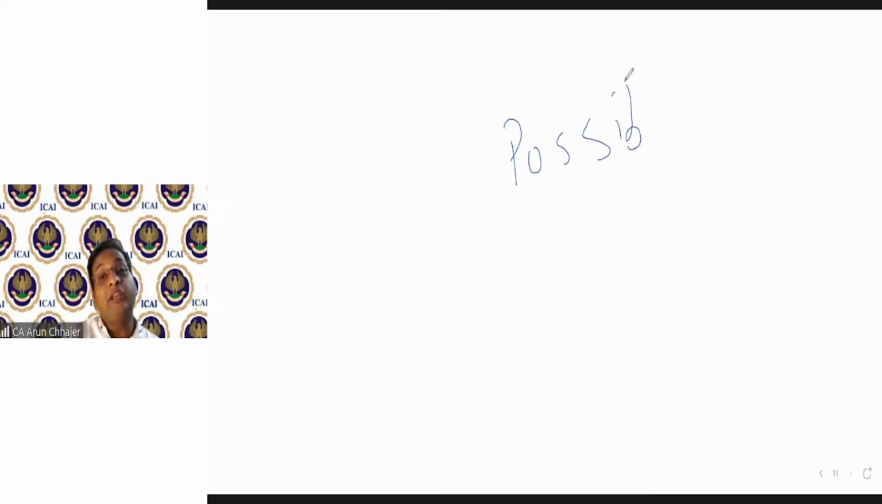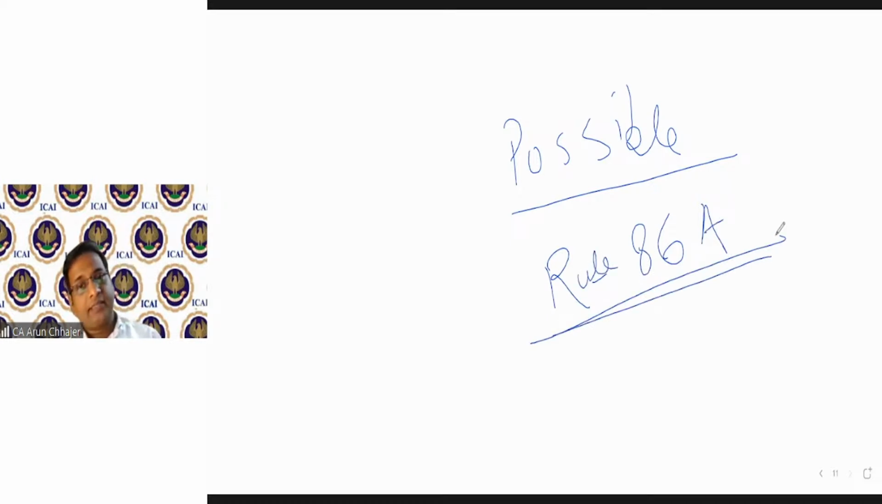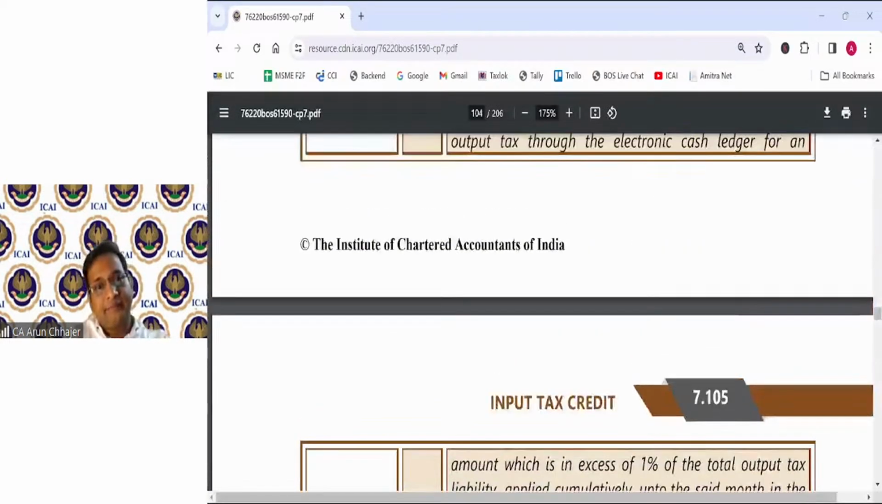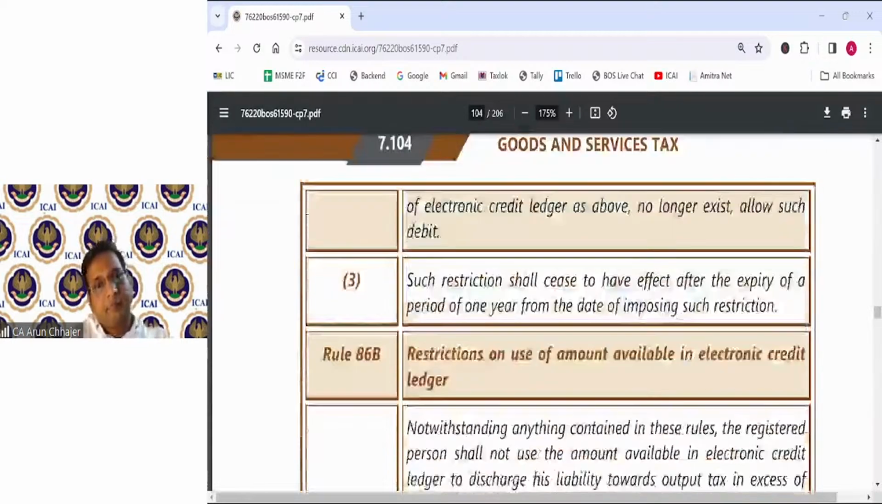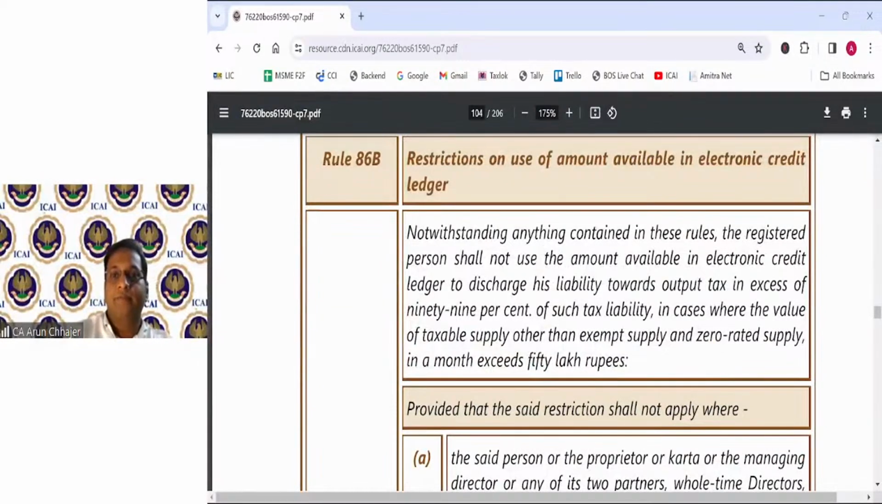Sir, why would one use the cash instead of ITC? One reason is Rule 86B. What is that rule? Let me go to that particular rule. Rule 86B, sorry, I'm talking about 86B, not 86A, sorry. Restriction on use of the amount available in the credit ledger.